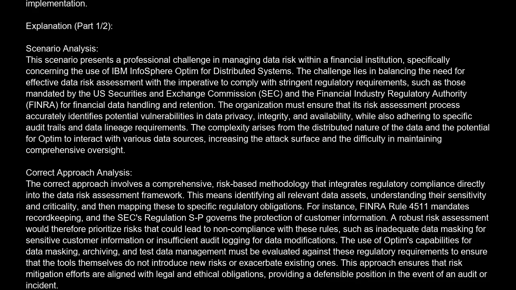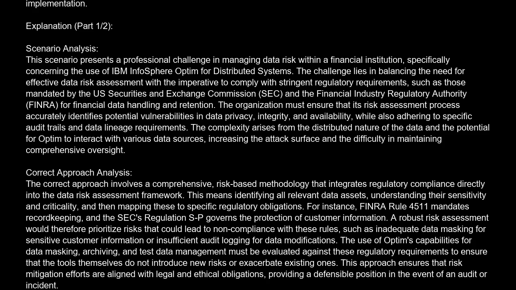Correct answer is D. Prioritize the assessment of Optim's performance enhancement capabilities and ease of integration with existing systems, with regulatory compliance being a secondary consideration addressed only if specific issues arise during implementation. Explanation. Scenario analysis. This scenario presents a professional challenge in managing data risk within a financial institution, specifically concerning the use of IBM InfoSphere Optim for distributed systems.